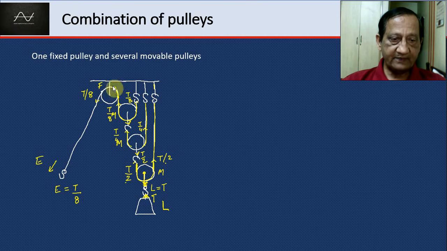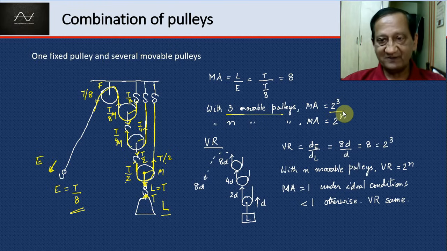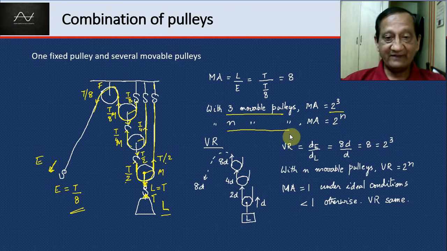And this is the same string that is going here. So the effort that you're applying is T by 8, whereas the load is T. So what is the mechanical advantage? 8. Load is T, effort is T by 8. And the interesting thing is, when we had 3 movable pulleys, 1, 2, and 3, then we get a mechanical advantage of 8, which is 2 to the power 3. If you have n movable pulleys, then the mechanical advantage will be 2 to the power n.